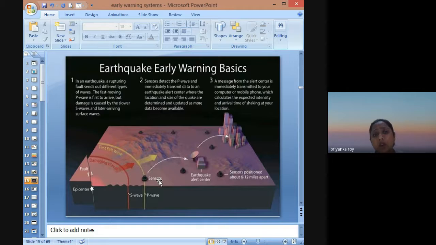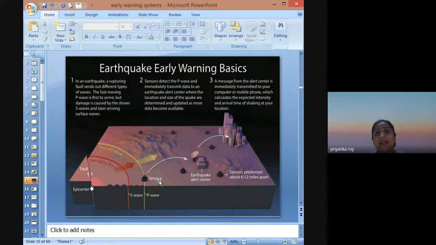So, earthquake early warning. What are the basics of earthquake early warning? In an earthquake, an erupting fault sends out different types of waves. The first moving wave is the P wave, which is the first to arrive. The P wave comes out from the epicenter, directly up from the focus. The next damaging wave is the S wave, which comes later and is more of a surface wave. The S wave arrives later than the P wave.